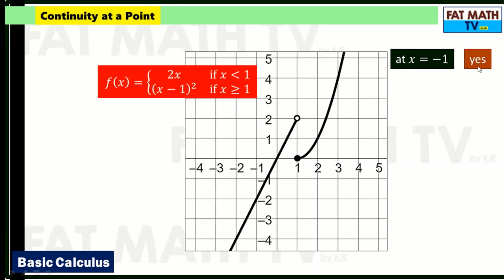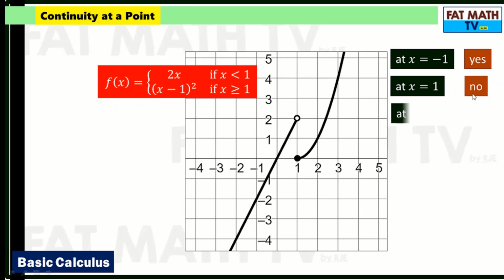So yes. How about at x equals 1? X equals 1 is here. If you pass through that value of x from the left going there, and then you will jump here, and then go there. So there's an interruption, there's a hole, and there's a jump. So at x equals 1, the function is not continuous.